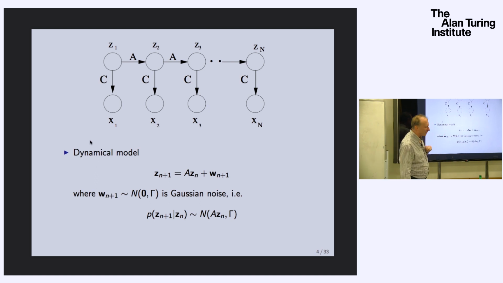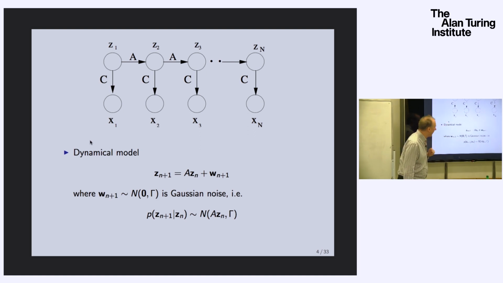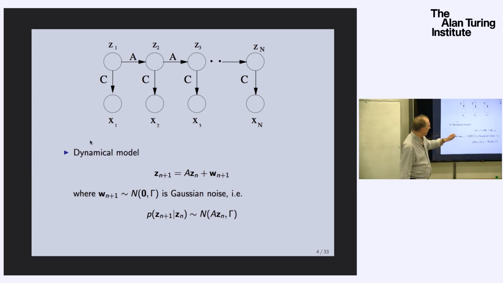Okay, test time. Yanis talked about this model in part one of the lectures. So what is this model? It's a vector AR1, but good, well done, thank you. So Z n plus 1 depends on some matrix A times Z n plus noise, so this is a vector AR1 model. And these W's are assumed to be Gaussian with zero mean and covariance gamma.